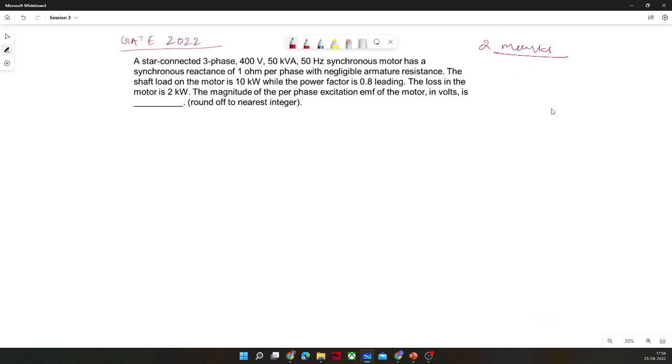Okay, so let us see the problem here. This problem is asking us to find the per phase excitation EMF in synchronous motor. How to find? First, we will see what are the data given, and before that, we will discuss a bit of basics about synchronous machines or equivalent circuit of synchronous machines. So let us start with a basic circuit, what generally any synchronous machine consists. So let us take example for synchronous motor, since the problem is based on synchronous motor only.